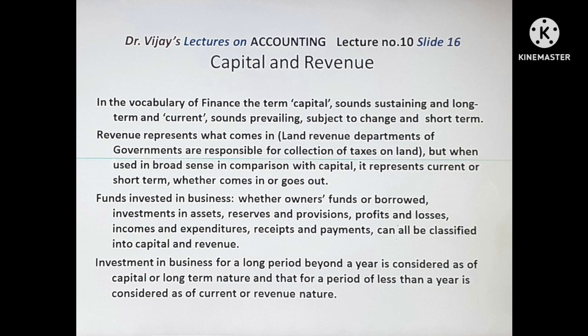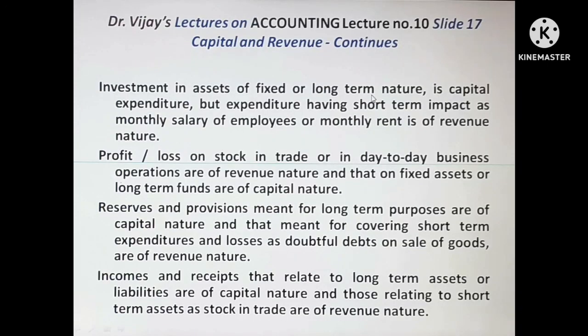Investment in business for a long period, normally considered as beyond a period of 1 year, is considered as of capital or long-term nature. And that for a period of less than a year, for certain months or certain days, is considered as of current or revenue nature. Capital revenue explanation continues. Investments in assets of fixed or long-term nature is capital expenditure, but expenditure having short-term impact as monthly salary of employees or monthly rent is of revenue nature.